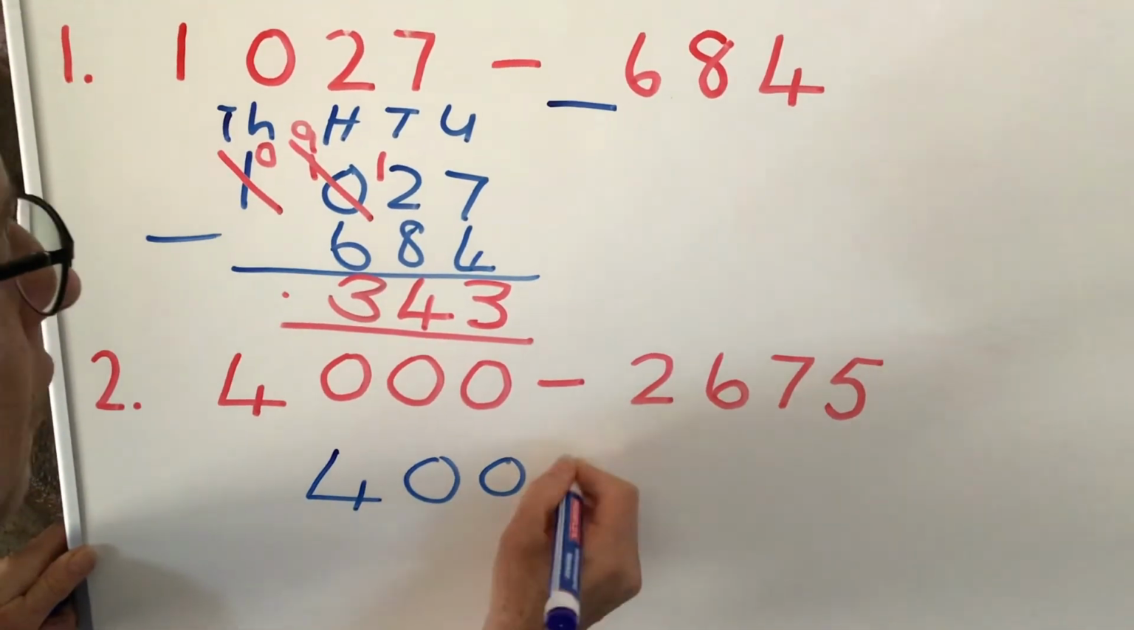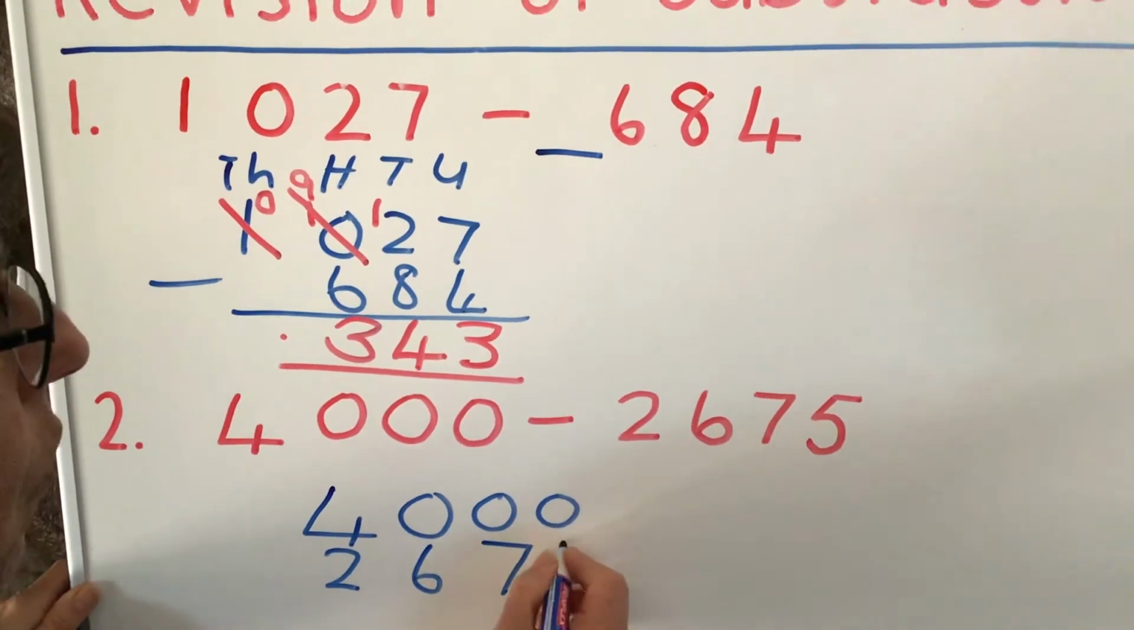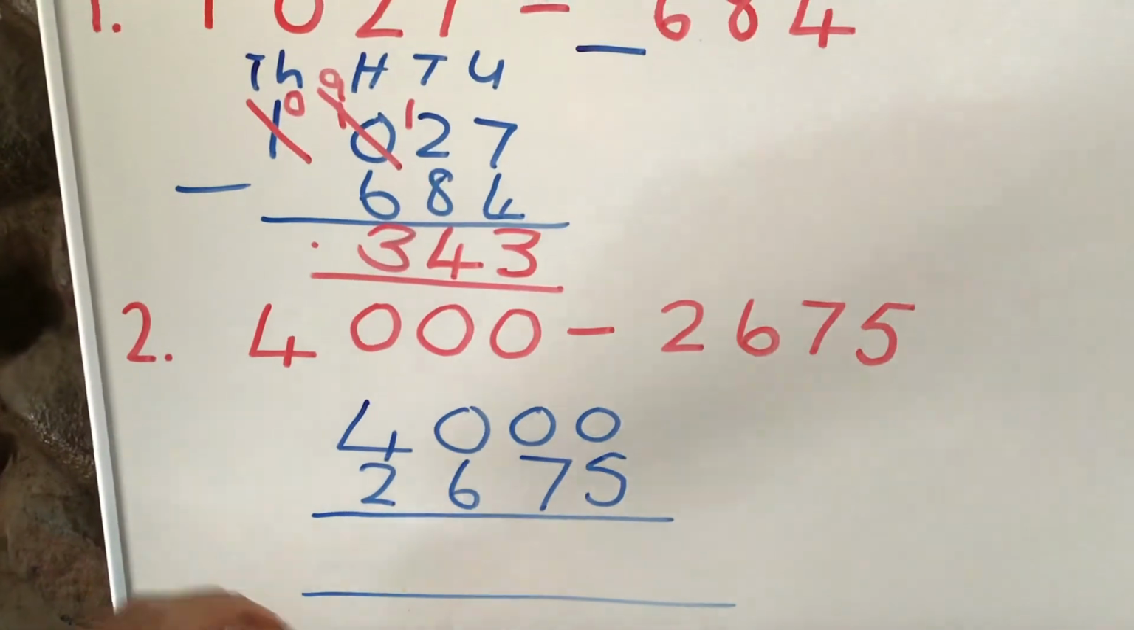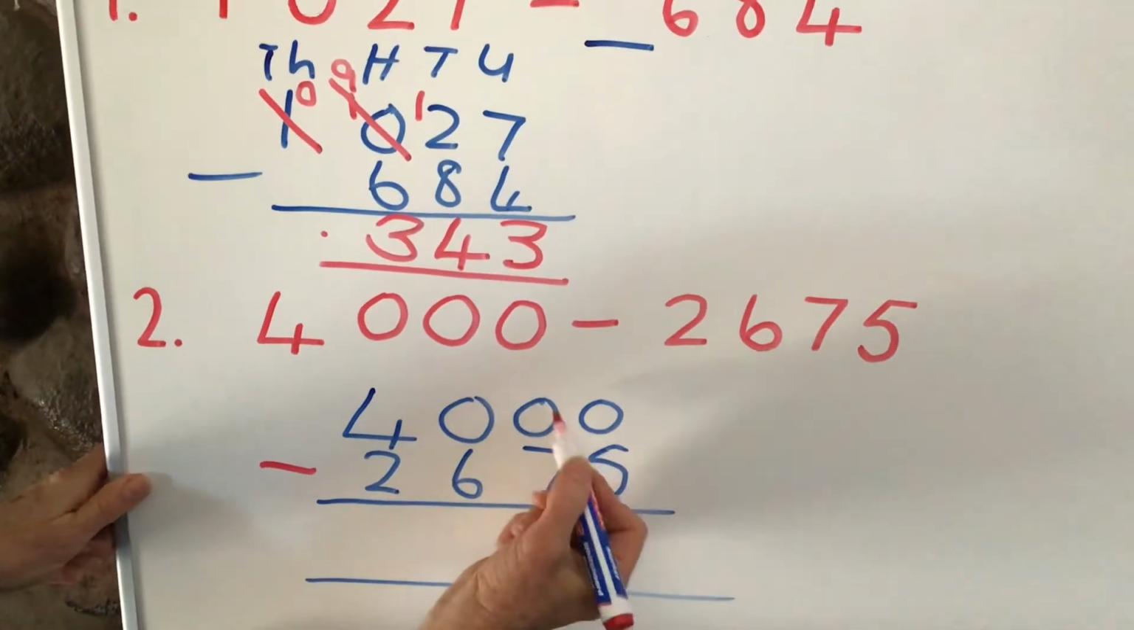Now, 4,000. Let's do the last one here. 4,000, and I've put a lot of noughts there on purpose so that we can see clearly what to do when we have a lot of noughts in our sum. All right, let's have a look now. We go to the units. I cannot take away from 0.